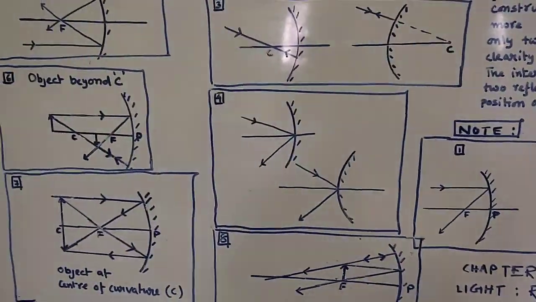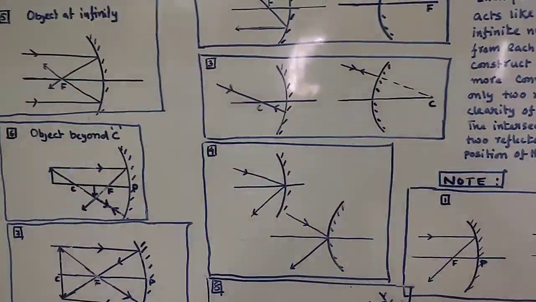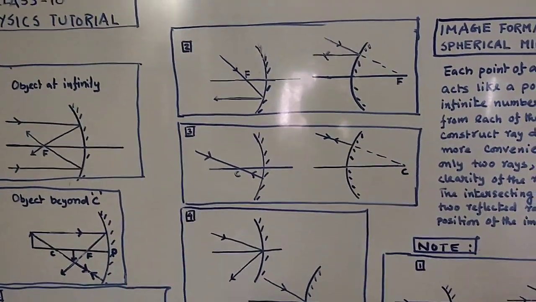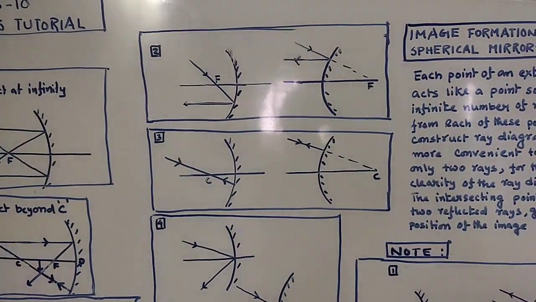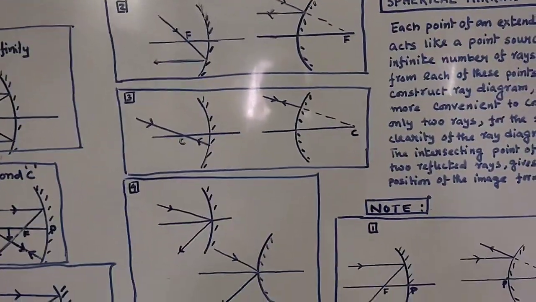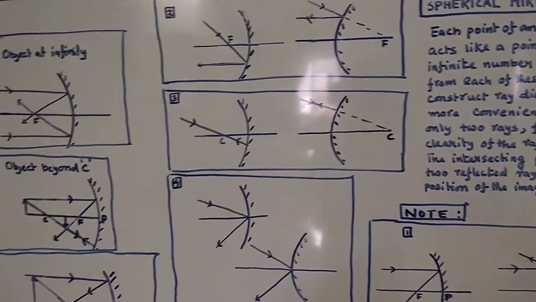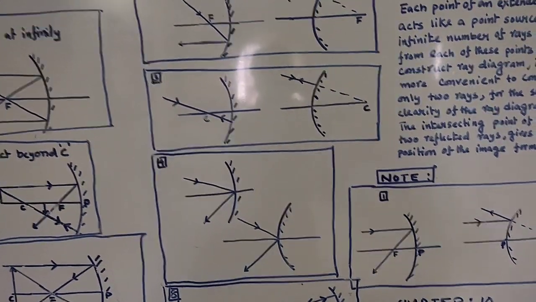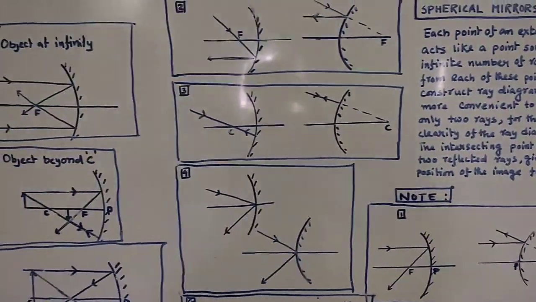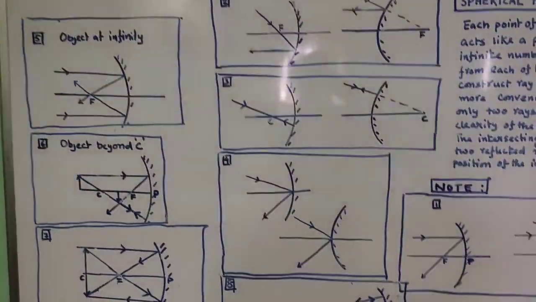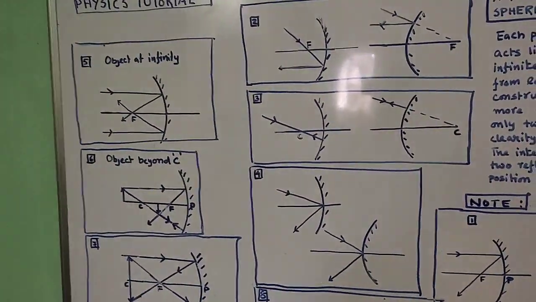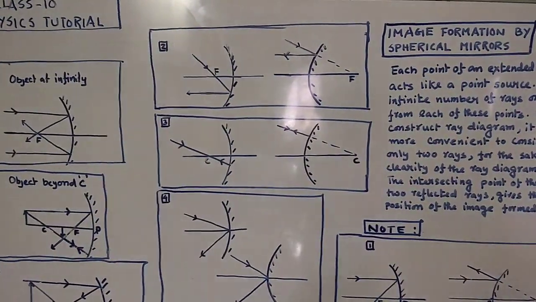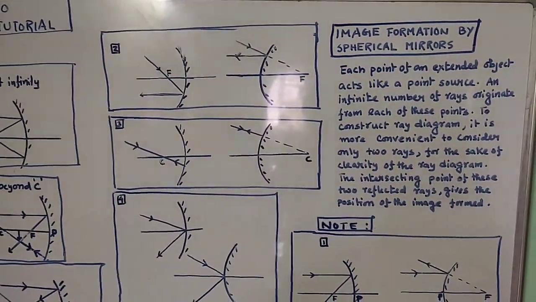So actually innumerable rays strike the mirror, but for simplicity we wish to consider a few rays, and these few rays are nothing but the simplified 1, 2, 3, 4 ray diagrams. With this convention we wish to consider two reflected rays, and in some ray diagrams we will see that instead of 2 they consider 3, but not more than 3, and the intersecting point of these rays gives the position of the image.